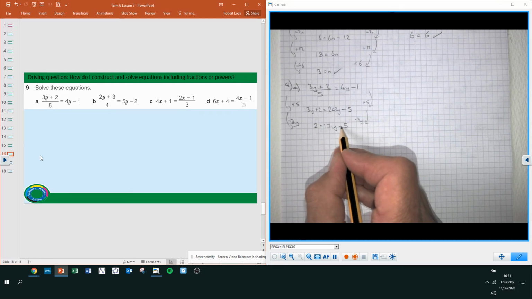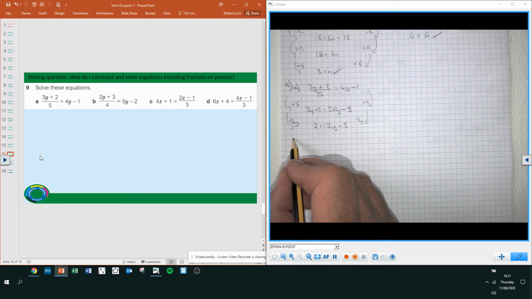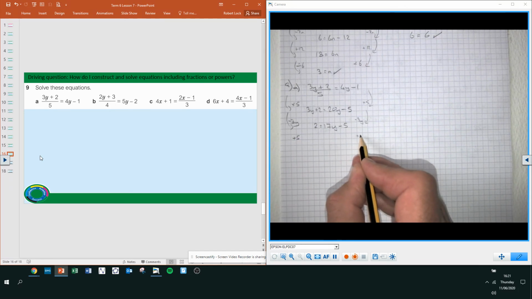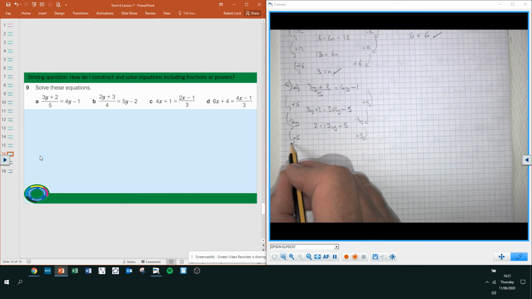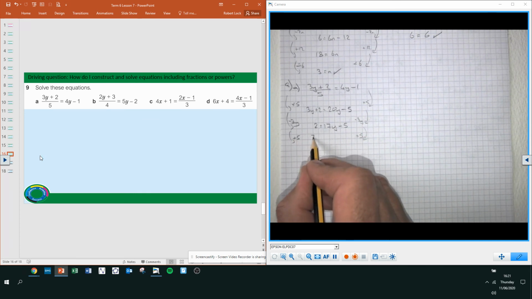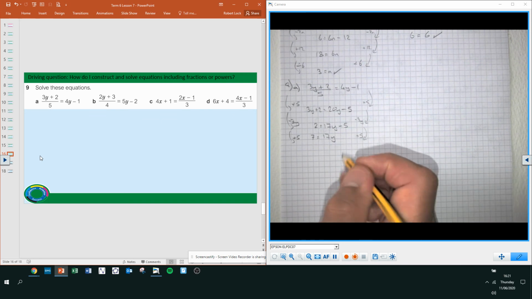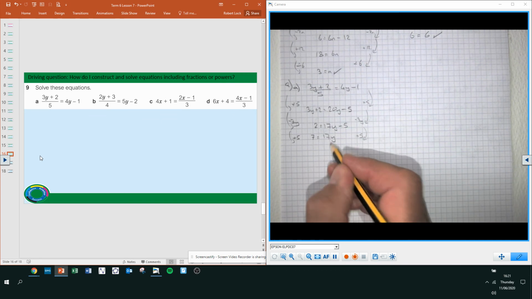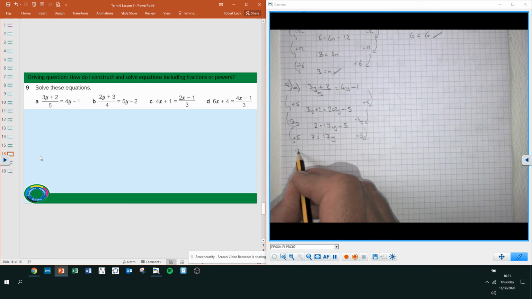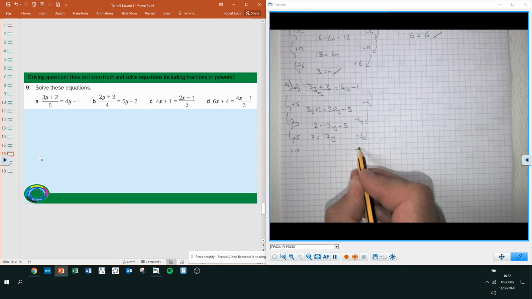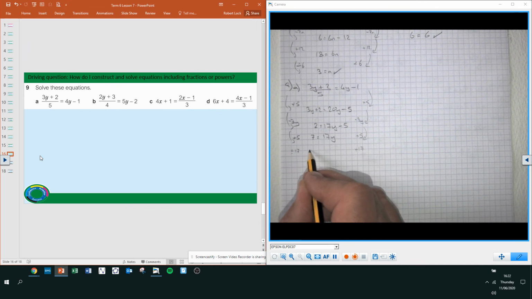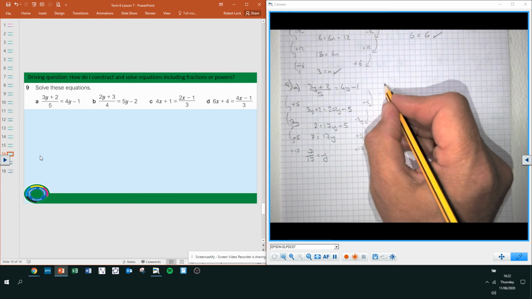Now we need to add 5 to both sides, get rid of the minus 5 there, add 5 to both sides. 2 plus 5 is 7 equals 17y. Now we need to divide both sides by 17 to find out what y is. So divide by 17 on both sides. We end up with 7 over 17 equals y. So not every answer is an integer.